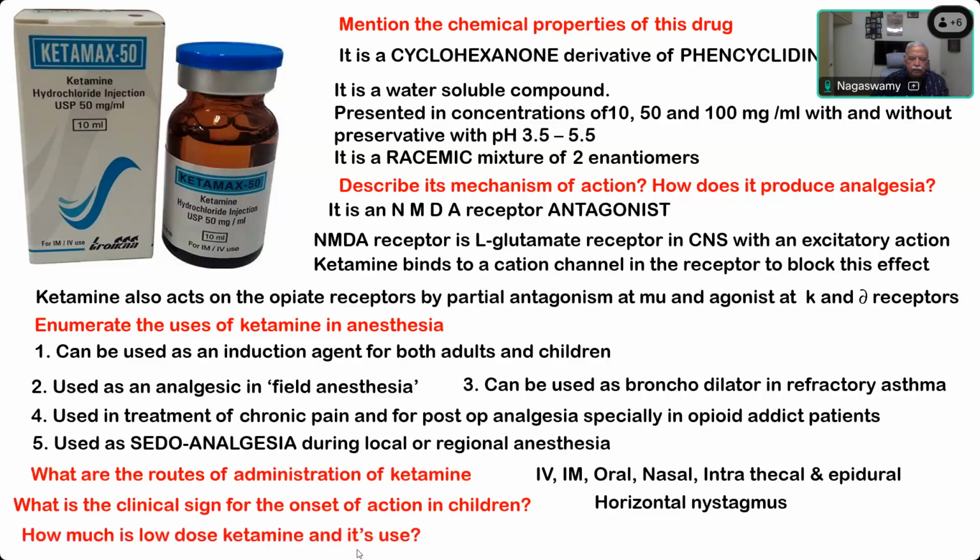How much is low dose ketamine and what is its use? What is the dose for labor analgesia, and how much is called a low dose? 0.25 to 0.5 mg per kg, or 100 to 200 mcg per kg. Okay, 0.1 to 0.2 for short duration pain relief. You can give this anywhere whenever you want to use it.